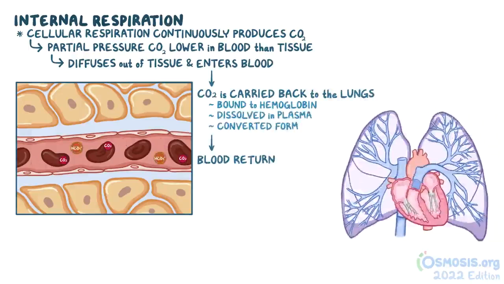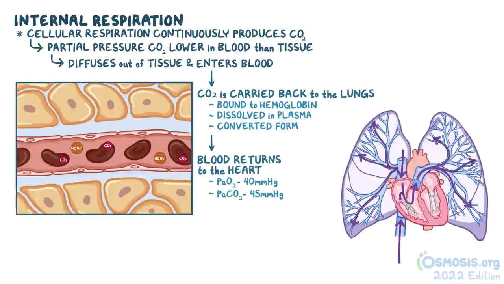By the time blood returns to the heart, the partial pressure of oxygen has returned to about 40 millimeters of mercury, and the partial pressure of carbon dioxide has returned to about 45 millimeters of mercury. The blood is then pumped back to the lungs to be oxygenated once again during external respiration.